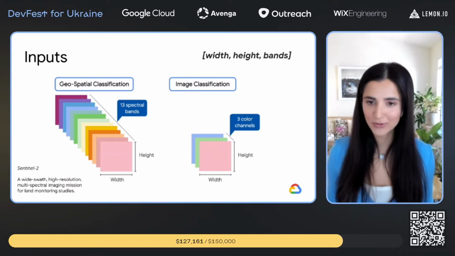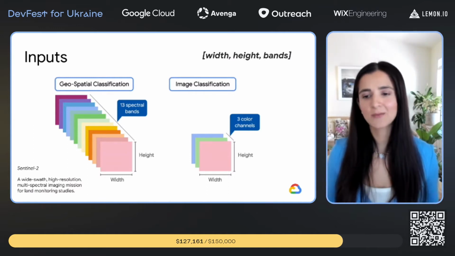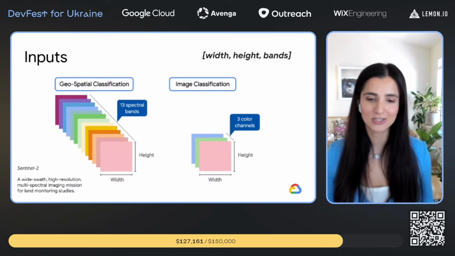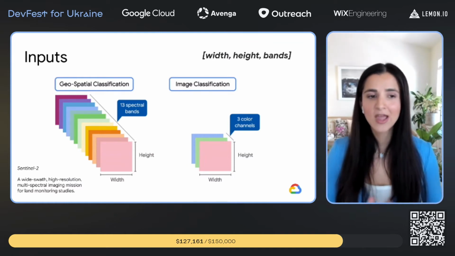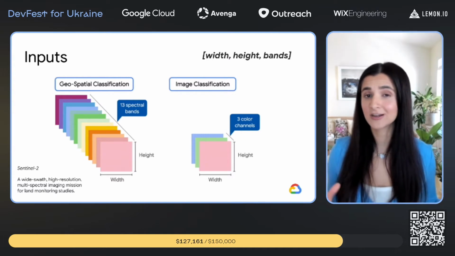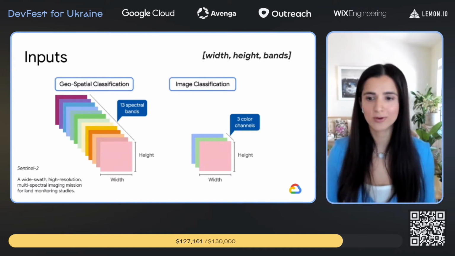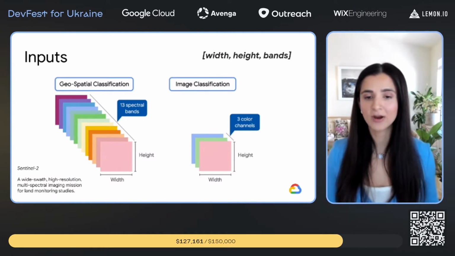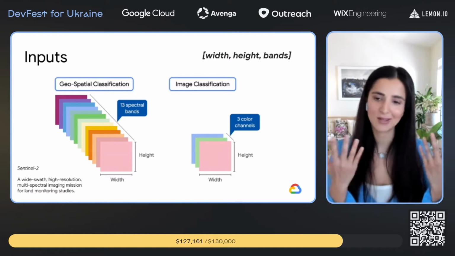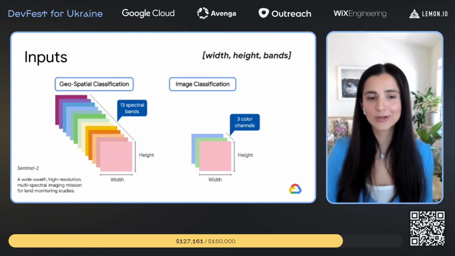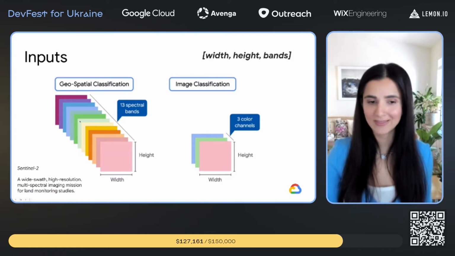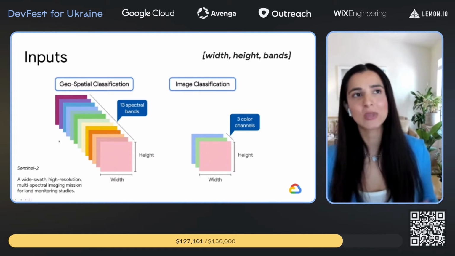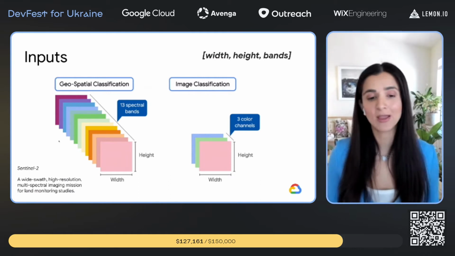So if you're familiar with doing image classification, you might know we usually have these 3 color channels, red, green, blue, when we do any image classification problems. In geospatial classification, it's very similar. We just have way more than 3 bands. And that's because satellites can pick up other parts of the electromagnetic spectrum that we can't see with our eyes. So red, green, blue are included in these spectral bands, but we just have all of these other readings and measurements that we can take into account and can help us to make better predictions.